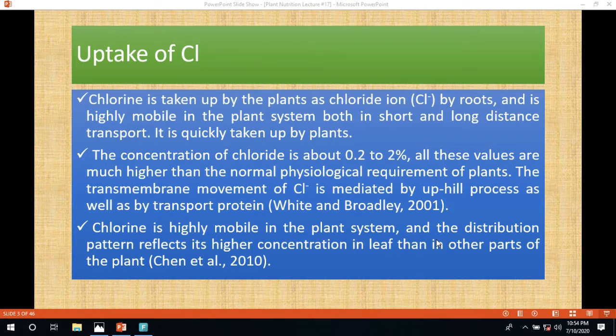The transmembrane movement of chloride is mediated by an uphill process as well as transport proteins. Chlorine is highly mobile in the plant system, and the distribution pattern reflects its higher concentration in leaf than other parts of the plant.